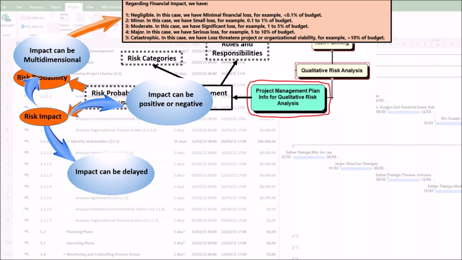Fourth, major. In this case, we have serious loss. For example, 5 to 10% of budget. Fifth, catastrophic. In this case, we have loss that threatens project or organizational viability. For example, greater than 10% of budget.